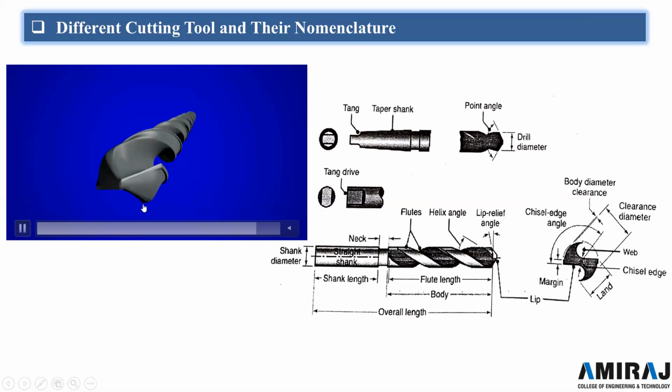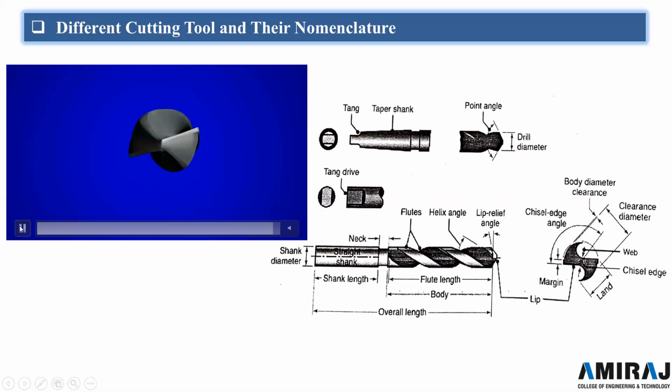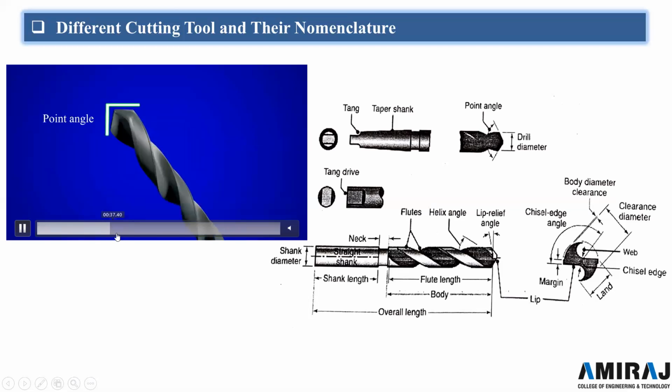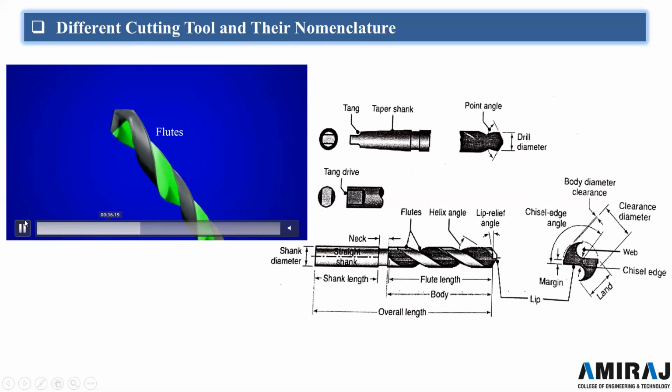So these are the various terminologies. This is the diameter of the tool. Now the tool is required to be fixed in the drilling machine. So the tang or the taper shank is provided, and the tang drive is also provided on the other end, so that the tool can be fixed easily.